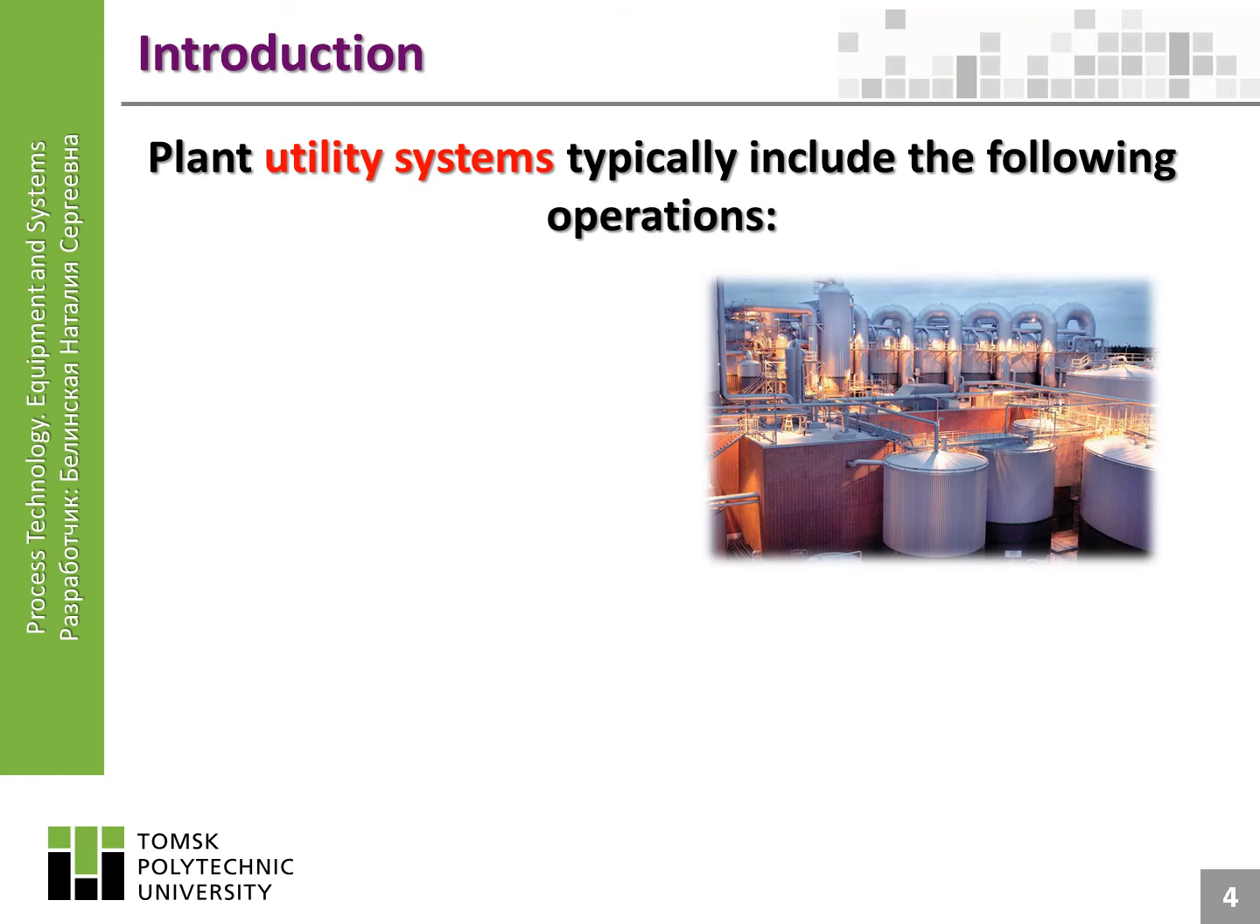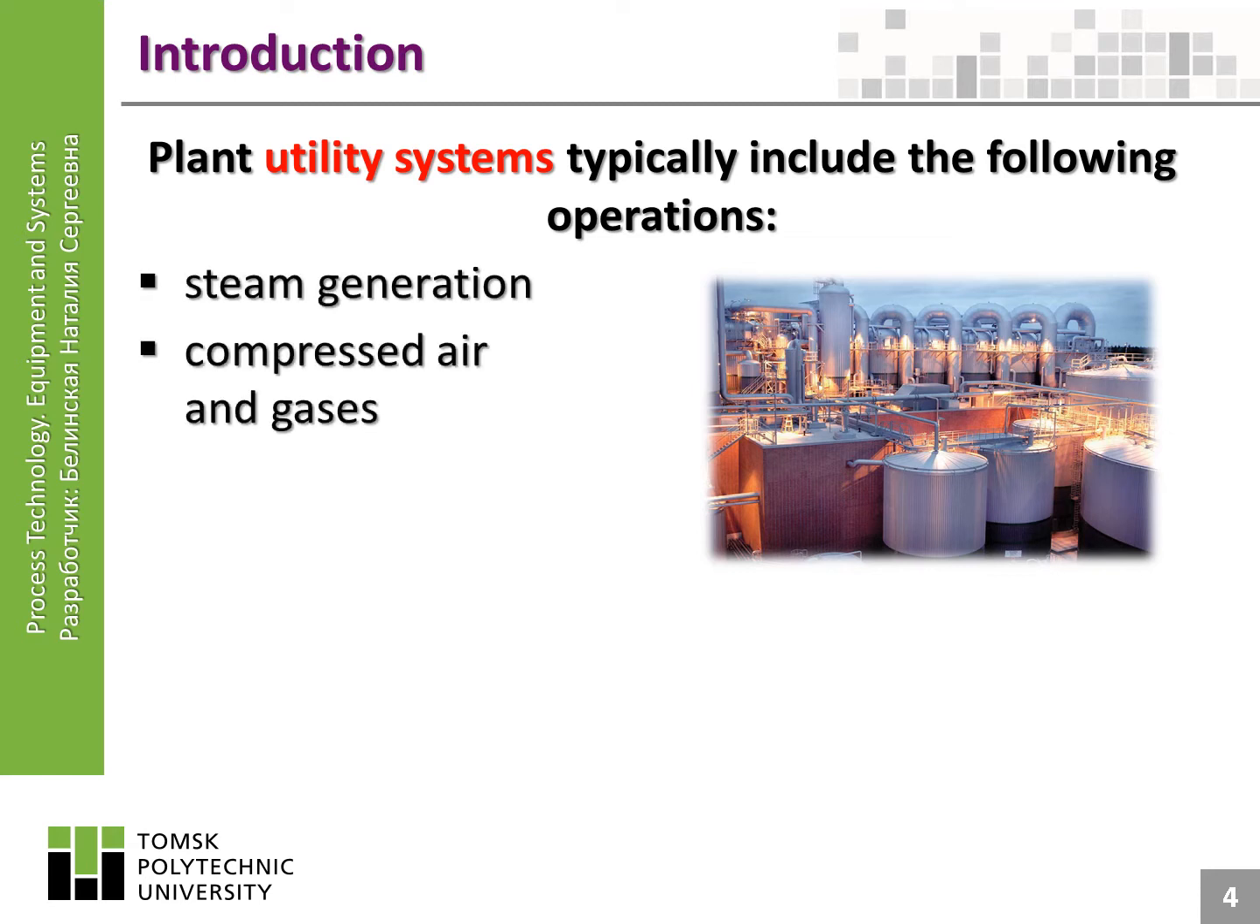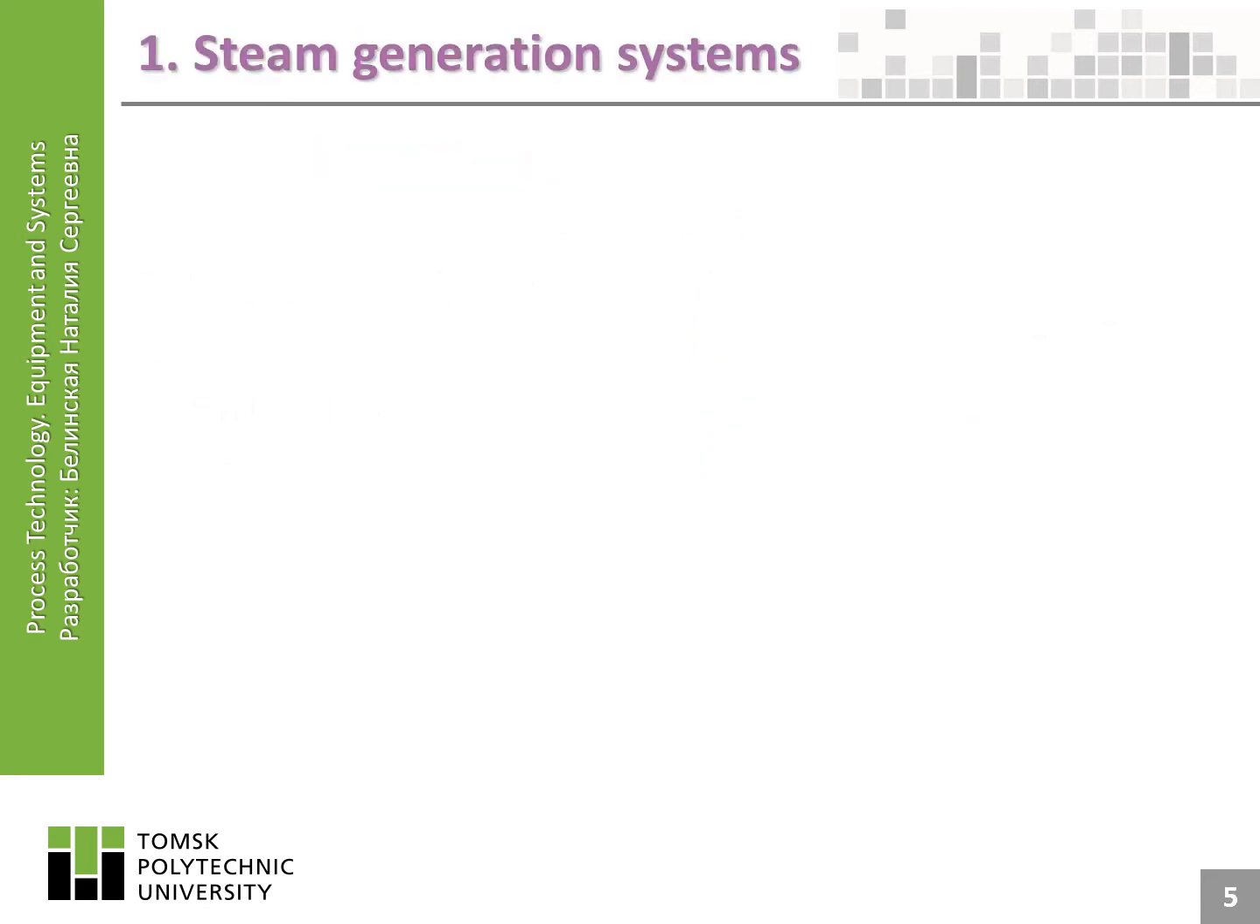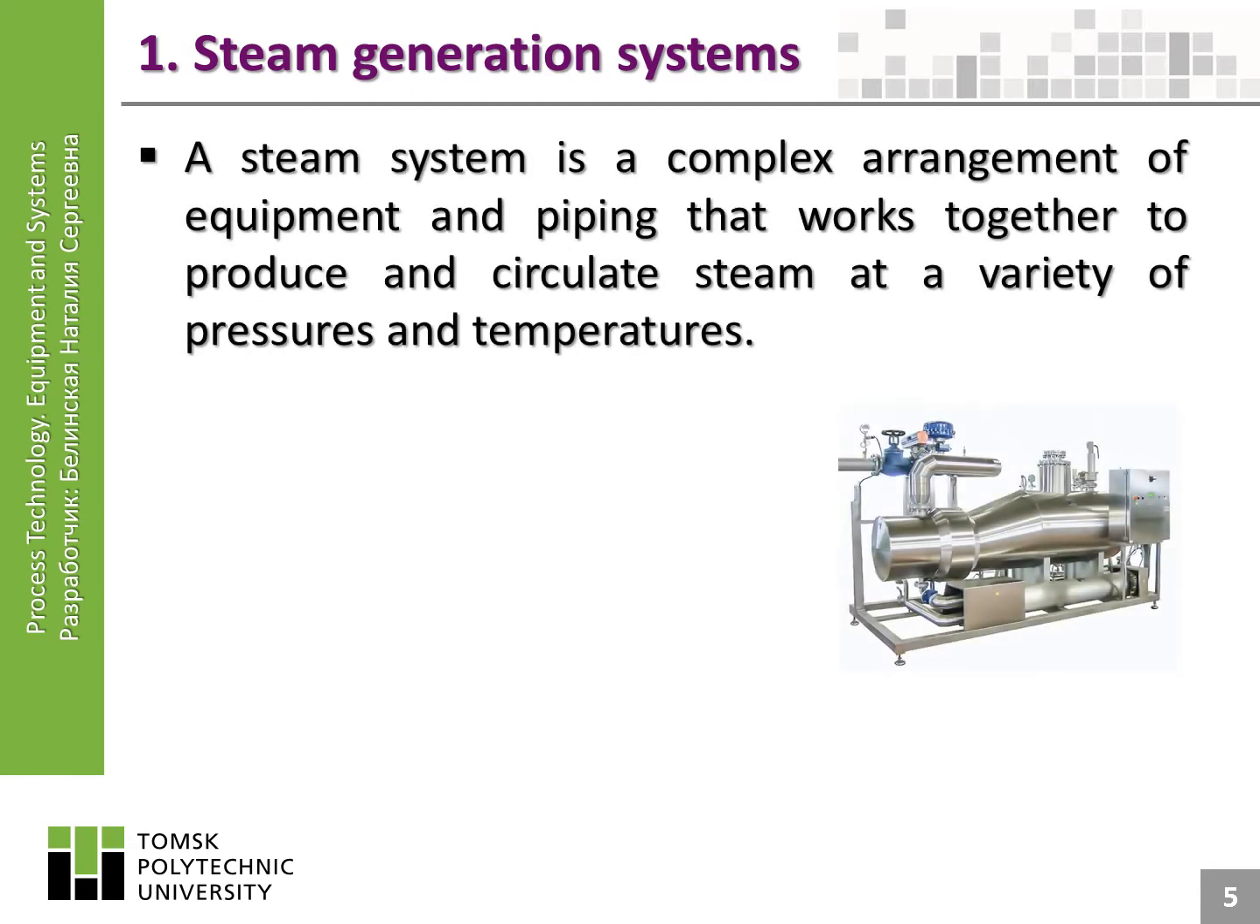Plant utility systems typically include the following operations: steam generation, compressed air and gases, water treatment, cooling towers. Steam generation systems. A steam system is a complex arrangement of equipment and piping that works together to produce and circulate steam at a variety of pressures and temperatures.